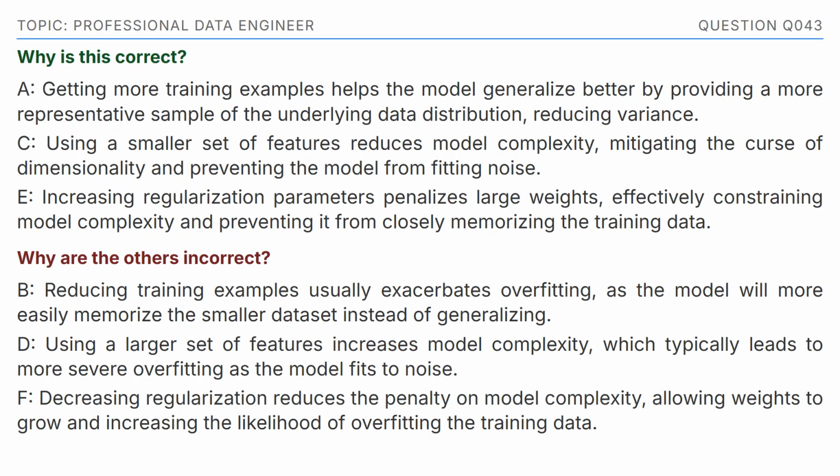A. Getting more training examples helps the model generalize better by providing a more representative sample of the underlying data distribution, reducing variance. C. Using a smaller set of features reduces model complexity, mitigating the curse of dimensionality.